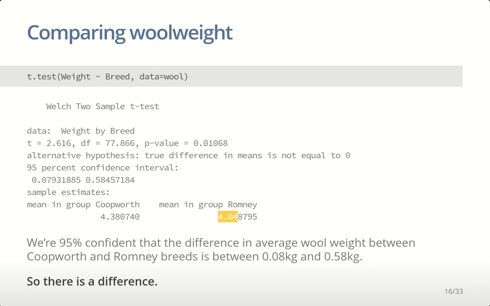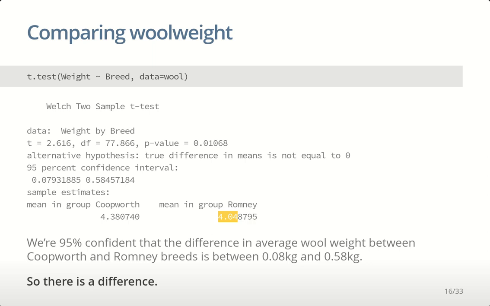Right? So we're 95% confident that the difference in average wool weight between Coopworth and Romney, that's Coopworth minus Romney, is somewhere between 0.08 kilos and 0.6 kilos. Right? And so we're saying that we're 95% confident that the Coopworths produce more wool than the Romneys. The amount more might be 80 grams more, or it might be almost 600 grams more. Right? That's the range. We're 95% confident about that range, and that range does not include the possibility of zero.